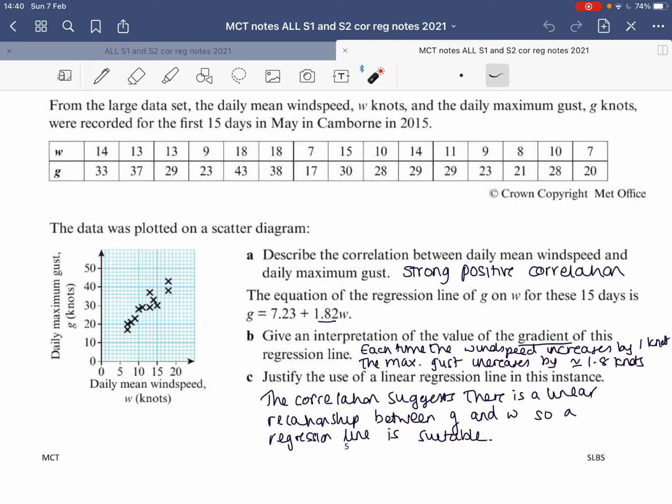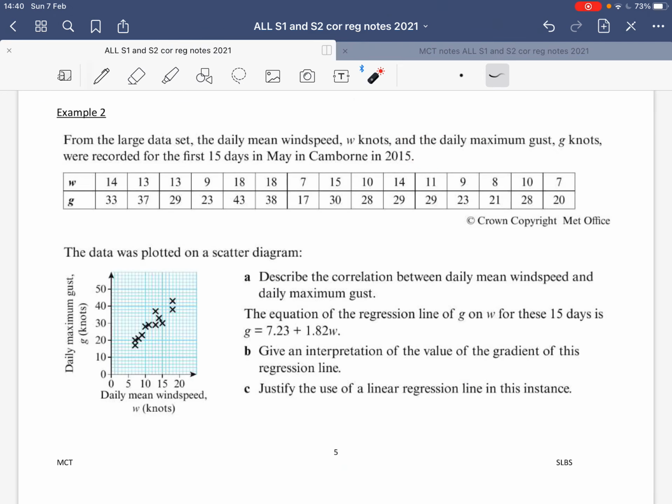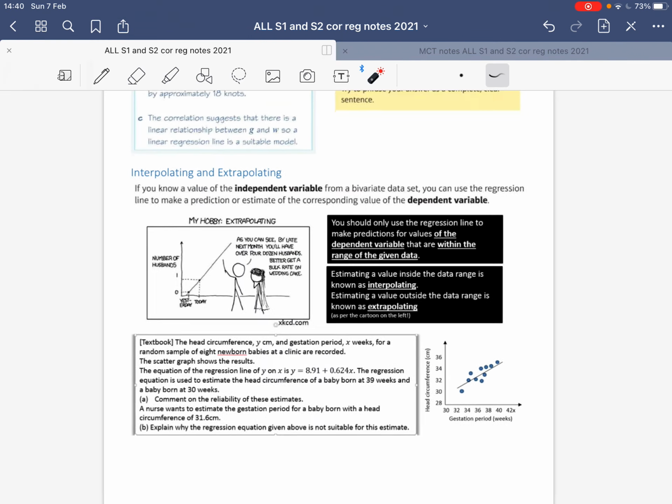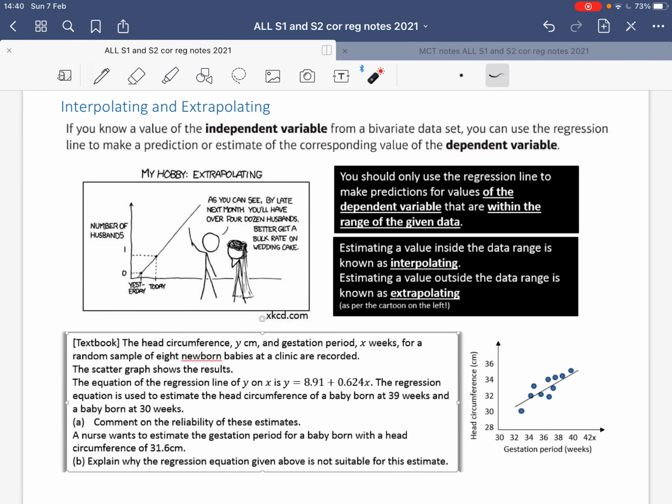And C is interesting and often comes up. Justify the use of a linear regression line in this instance. So the correlation suggests there is a linear relationship between G and W, so a regression line is suitable. So you could say the points pretty much are forming a line, so therefore we can use a regression line as a suitable model. Okay, next bit. Oh, I gave you all the answers for that anyway.